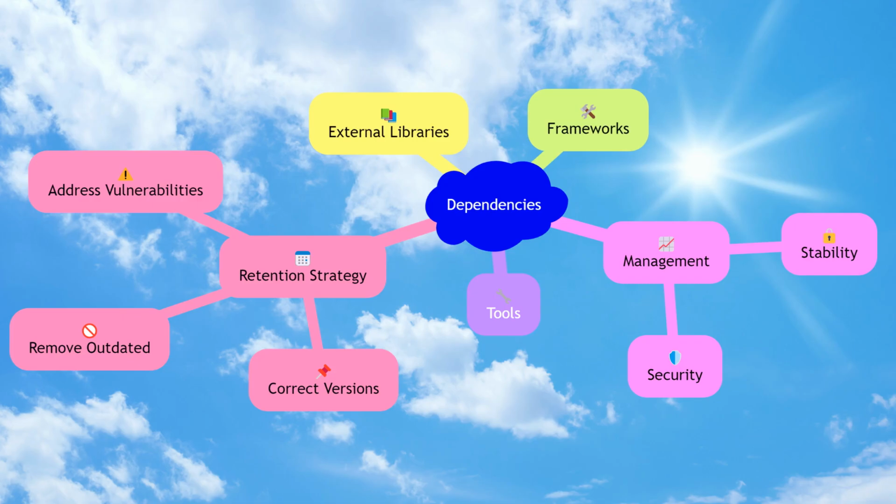Dependencies refer to the external libraries, frameworks, and tools that your application relies on to function correctly. Managing these dependencies is critical to ensure that your application remains stable and secure. A retention strategy must account for these dependencies, ensuring that the correct versions are available when needed and that outdated or vulnerable dependencies are removed from the pipeline.